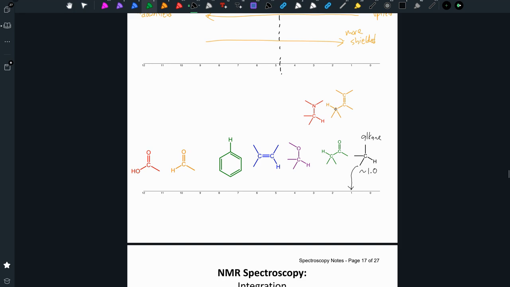Then I have hydrogens that are on a carbon next to a double bond, whether it's a carbon-carbon double bond or a carbon-oxygen double bond. Those usually show up around 2. So these are hydrogens on a carbon neighboring a double bond. Those show up around 2-ish.